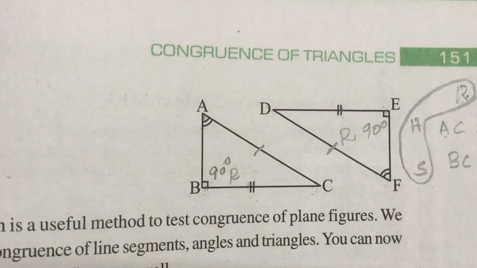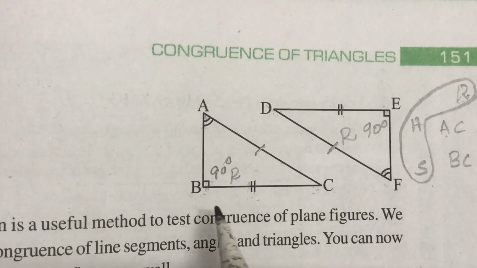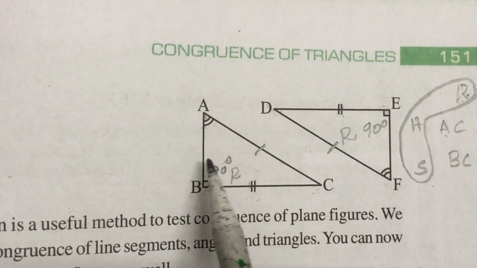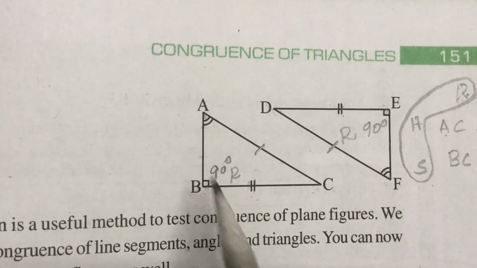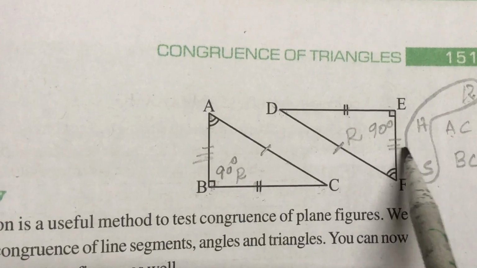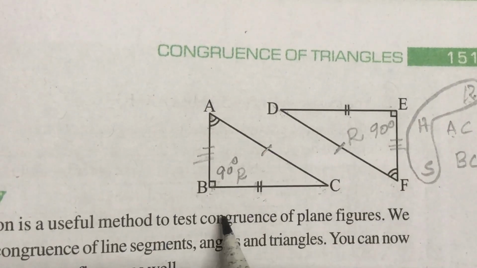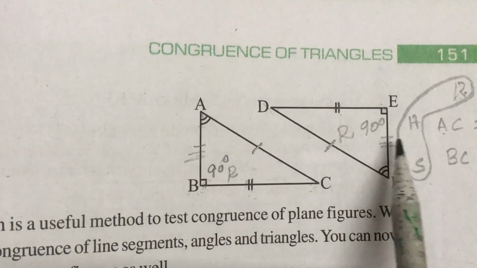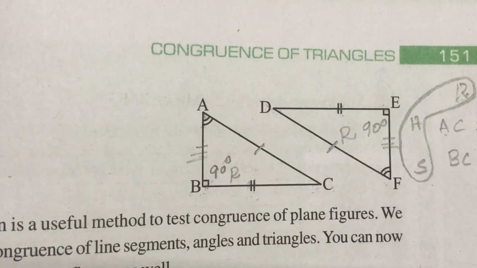This is one way. Also, if we prove that the third side is equal too, it must be equal. So by the SSS criterion also, it is congruent.